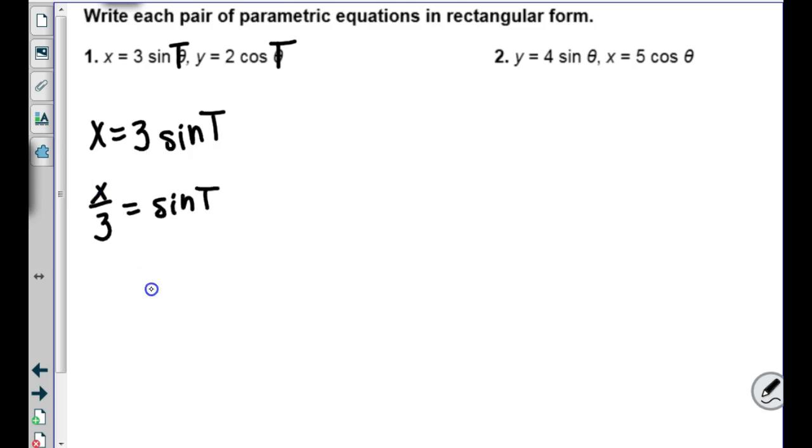That doesn't seem too bad, right? I divided by 3. How do I get rid of the sine? I could try like inverse sine or something, but it really doesn't get rid of the t. We're going to do something weird. Everybody paying attention because you do have to do this on the quiz. Okay? The y over here, I'm going to make it y over 2 equals cosine of t.